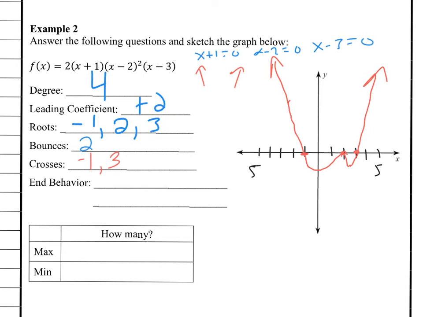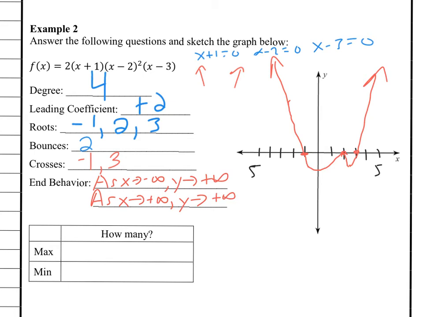So end behavior. All right, as x approaches negative infinity, our y, or f of x, is still approaching, right? It's going up forever, it's positive. And as x approaches positive infinity, as we go right forever, we are still going up forever.